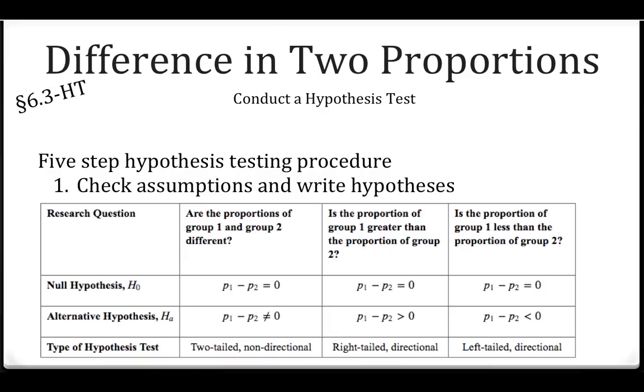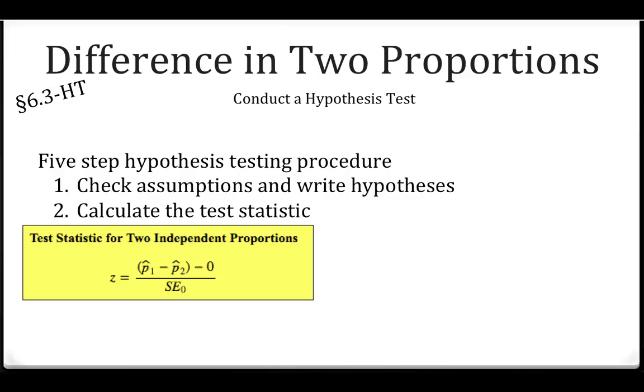These are the different hypotheses that you can see for a difference in two proportions test. Note that here we see the null hypothesis is P1 minus P2 equals 0. This is equivalent to saying P1 equals P2. Step 2 is to calculate the test statistic.